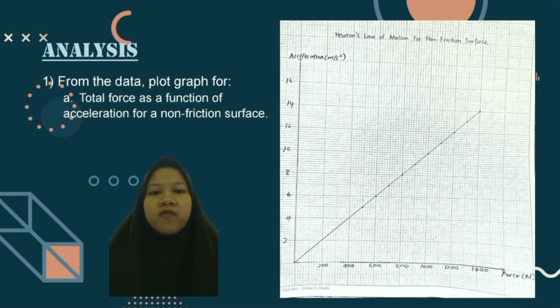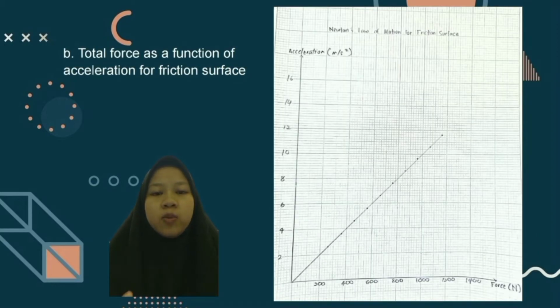The graphs that we can get from the result of this experiment: the first graph is for non-friction surface. The acceleration is a function of total force. So the y-axis is acceleration, while the x-axis is total force. The same goes for the second graph, but the difference is that it is for friction surface.